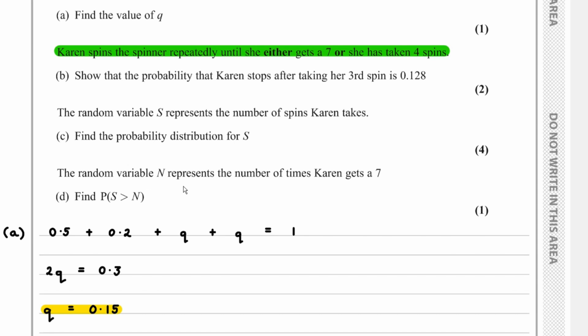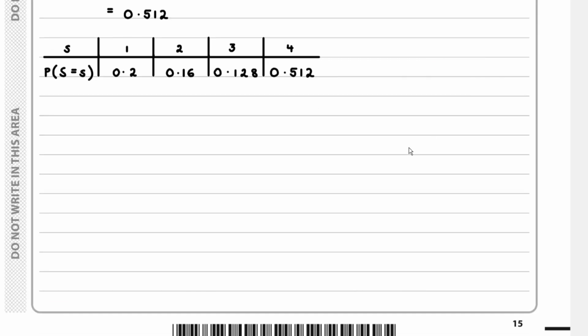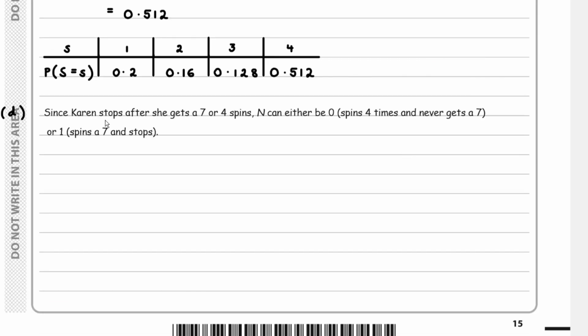The random variable n represents the number of times Karen gets a 7. Part D, find the probability that S is greater than n. So for part D, since Karen stops after she gets a 7 or 4 spins, n can either be 0, that means spins 4 times and never gets a 7, or 1, so n could be 1, and that means spins a 7 and stops.